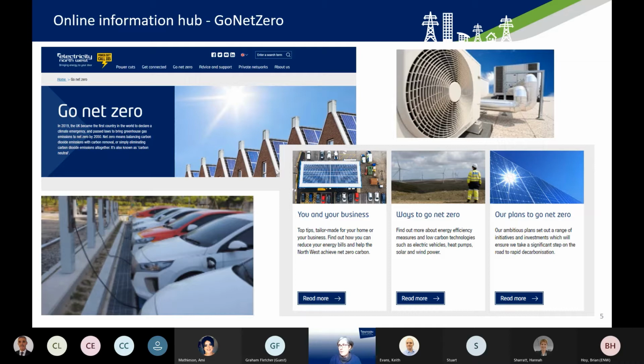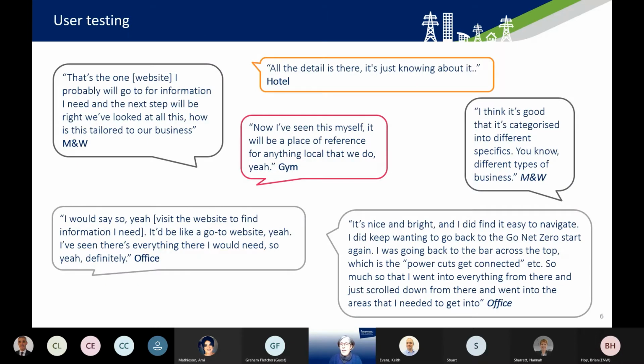The Ways to Go Net Zero section explores the different technologies and gives you information there, so that when you know what it is you want to go for, there's more information to help you work out what to do next. And then our plans to go net zero talk about what we're doing to decarbonise our own emissions, because we want to share our experience as we're going through this journey the same way as other businesses and other stakeholders around the region. So if we move on to the next slide.